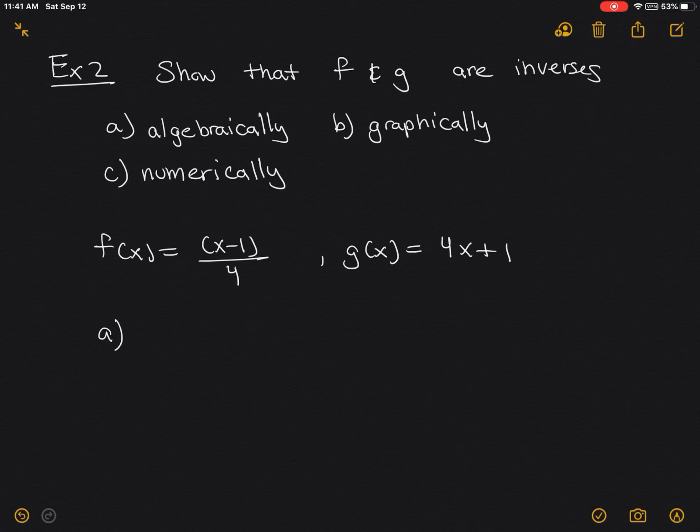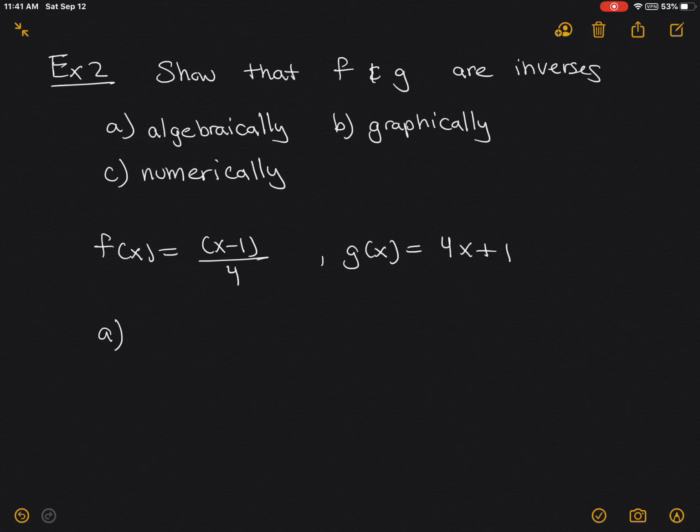All right, so in this next video in 1.6, we're going to take a look at two more functions, and we are going to use three different ways to show that these two functions are inverses of each other. Algebraically, graphically, and numerically. Basically the summary of the notes that I gave you will be illustrated in this example. So for part A, how do I show that these two functions are inverses of each other?